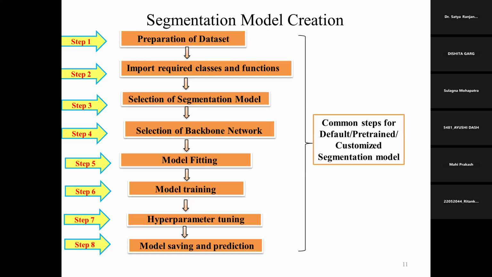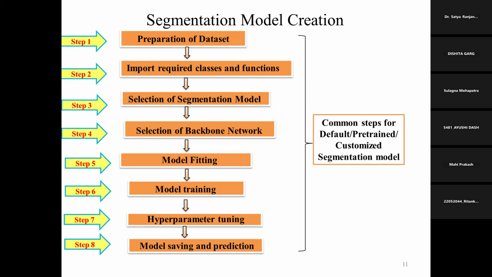Now, for segmentation model creation, of course, we have a demo today, but what are the simple steps we need to follow? First, you need to prepare your data set. You need to import your required classes and functions. Then selection of the segmentation model. That means you need to decide between semantic segmentation, instance segmentation, or panoptic segmentation. If semantic segmentation, then what model do you use? UNet, FPN, or PSPNet, all those models, because every model has some advantages and disadvantages. That also we go for a literature survey, so that you can decide.